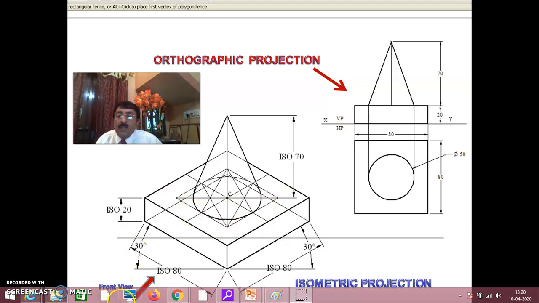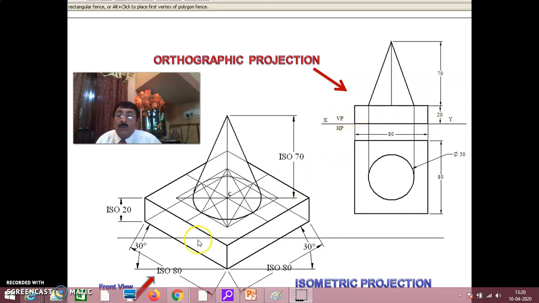When you look from here, first concentrate on the front solid, the bottom solid. When you concentrate on the bottom solid in the front view, that is on VP, you write an 80 by 20 rectangle, no? That's what I've written. An 80 by 20 rectangle on VP, XY line. VP HP you write. You draw the 80 by 20 rectangle.